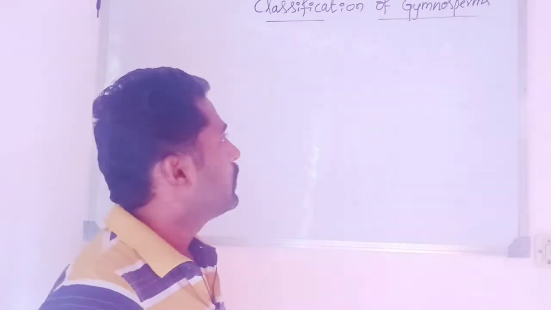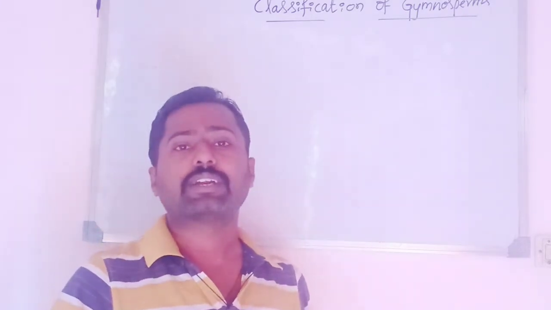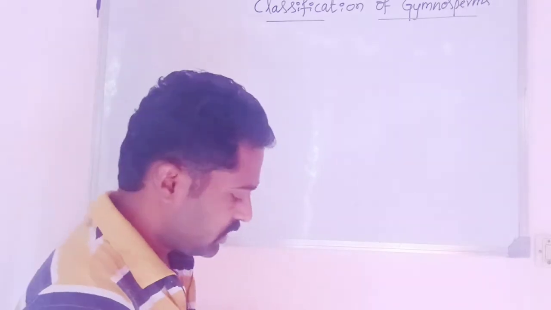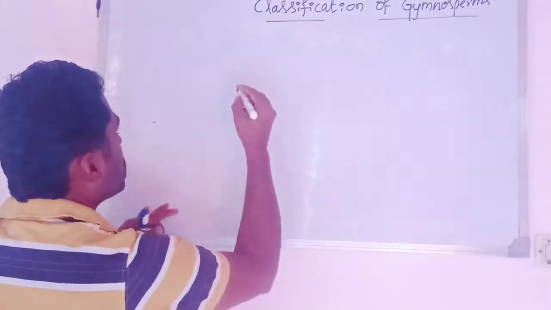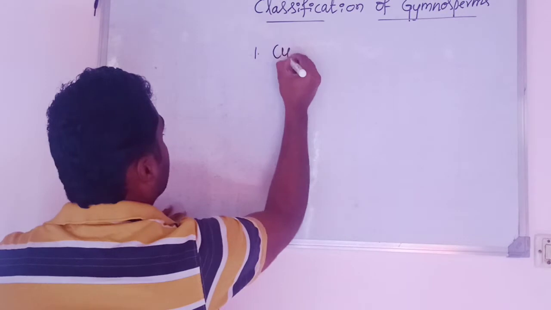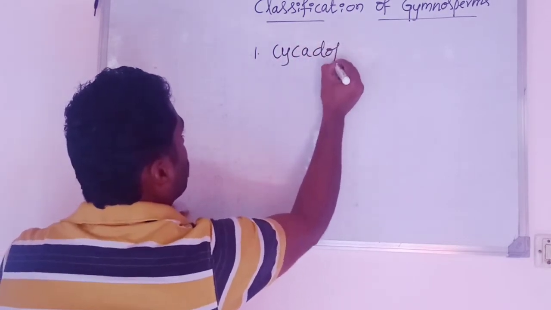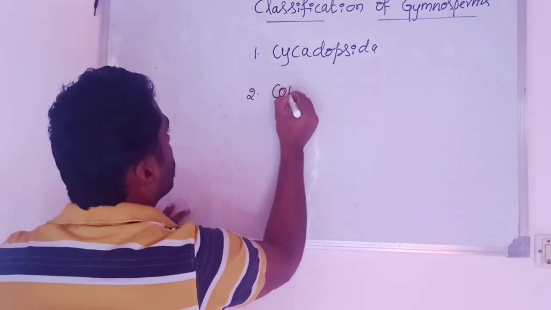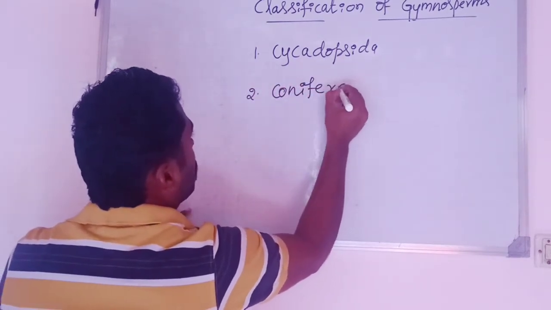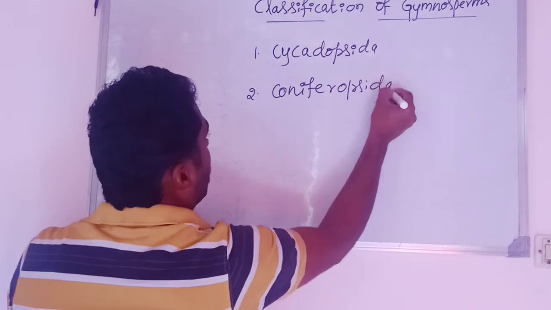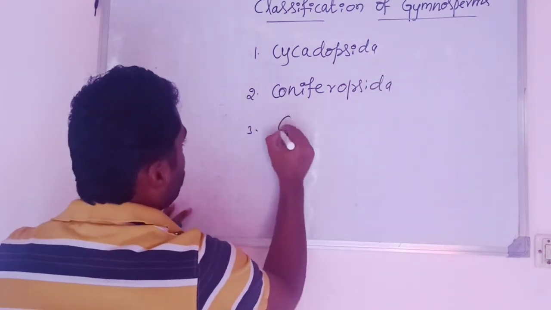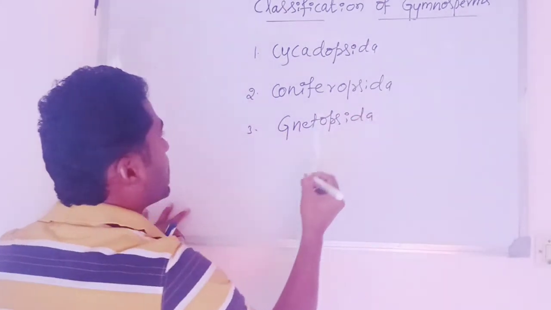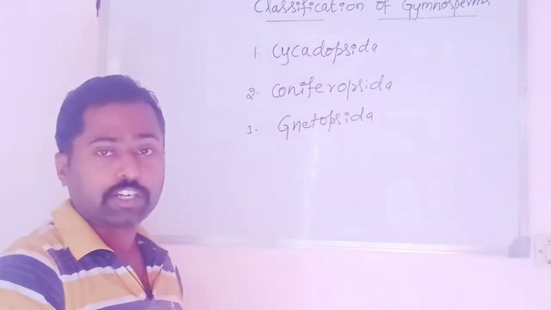Okay, so today I'm going to explain the classification of gymnosperms, how gymnosperms are classified. See, gymnosperms were majorly classified into three classes: Cycadopsida, then the second one Coniferopsida, and the third one is Gnetopsida. We can classify gymnosperms into three classes: Cycadopsida, Coniferopsida, and Gnetopsida.